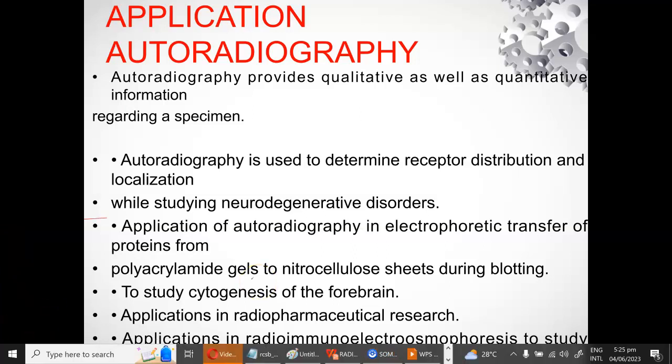We can also use autoradiography in the electrophoretic transfer of proteins from polyacrylamide gel to nitrocellulose sheet during blotting. That's what we use in Western blotting, to transfer the protein to a film so that it can be visualized. We also use this to study cytogenesis of the forebrain, in radiopharmaceutical research, and in radioimmunoassay or radioimmunoelectrophoresis to study protein, the amount of protein found in the cell and its relative abundance.